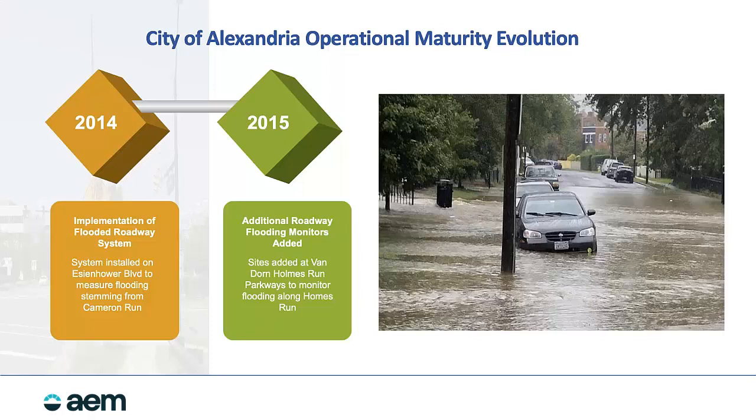If it's a giant flash flood event, it's really fast moving water. So they added sites there. They also put in some flashers around the Van Dorn roadway, just up the street from the picture you see on the screen here. They notify people that, hey, it's going to flood.